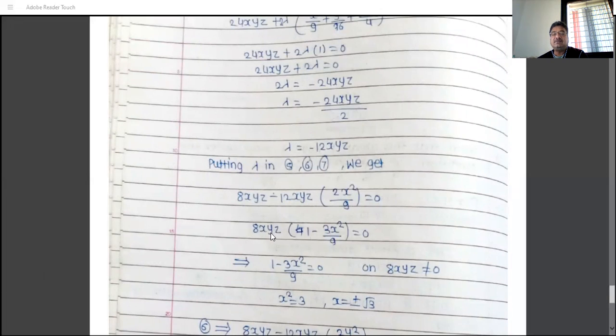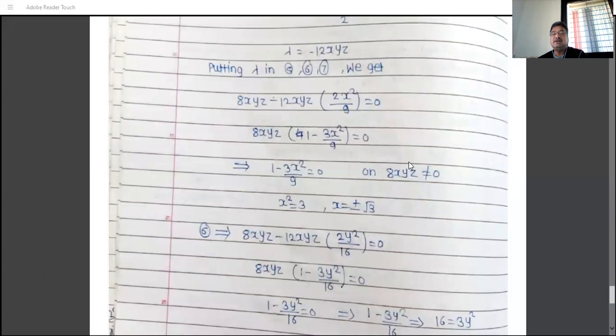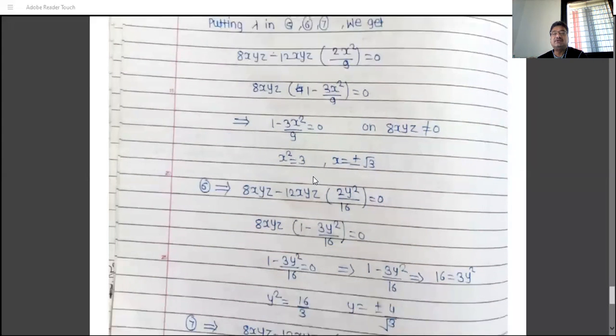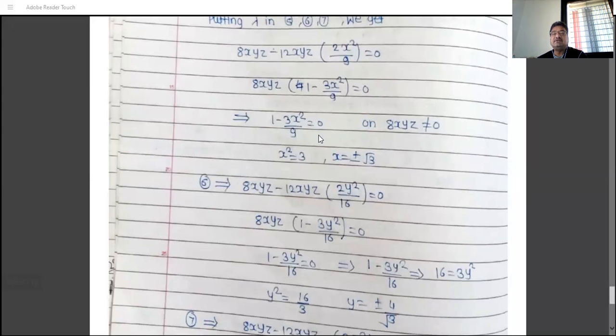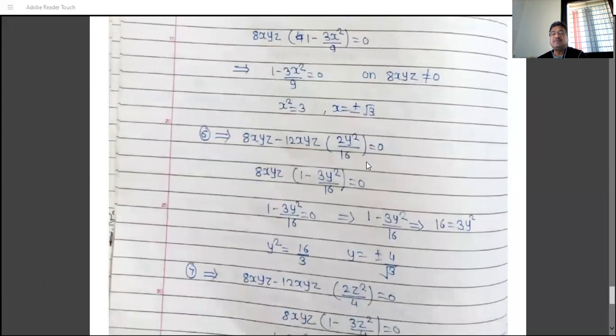Then take this 8xyz as common. So we have 1 at this place, and this 12 into 2, 24. And if we take 8 as common, then we have 3x square by 9 is equal to 0. 8xyz is not equal to 0. The multiplication of these is equal to 0 means one of them is 0. But 8xyz is not equal to 0 because we have to find its maximum value. That's why it is not equal to 0, and therefore this is equal to 0. And therefore we have x square is equal to 3, and therefore x is plus minus root 3.